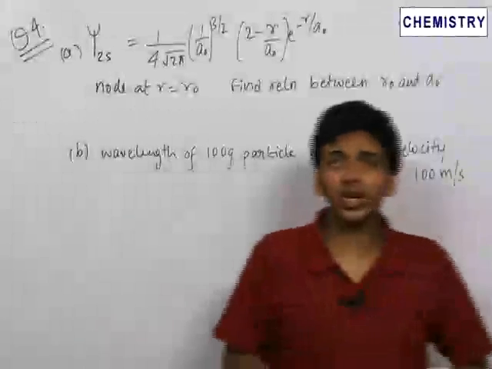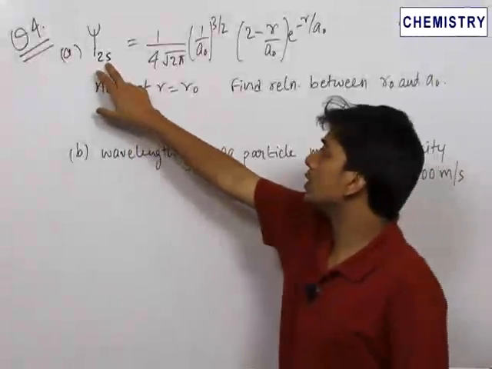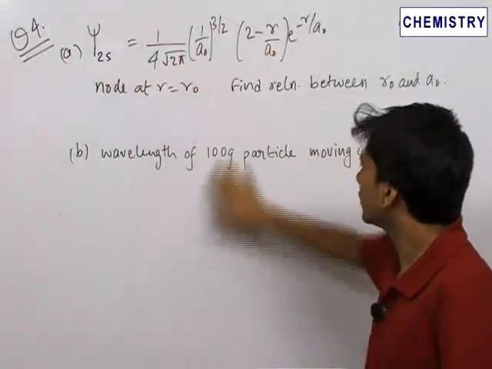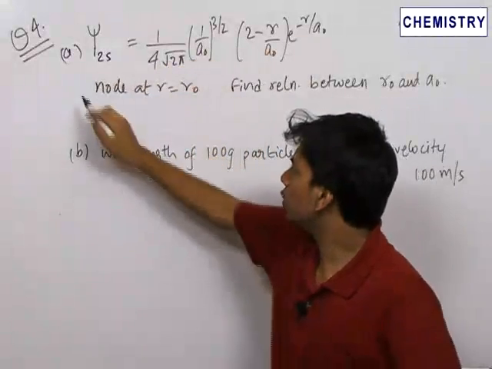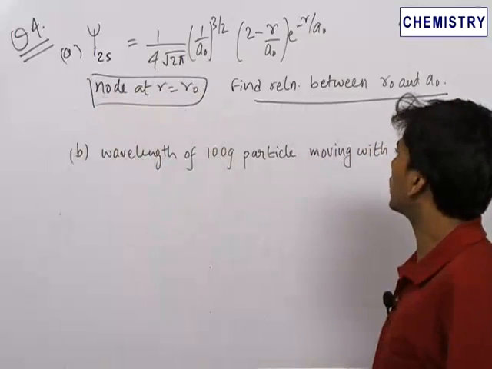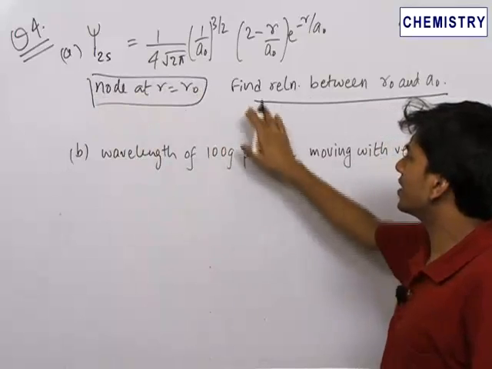Here's another simple question that we have. The psi for a 2s orbital is given to be equal to 1/4 into root 2 pi into something something. We have been given that there is a node at r is equal to r0. We need to find out the relation between r0 and a0. So this is a pretty simple question.